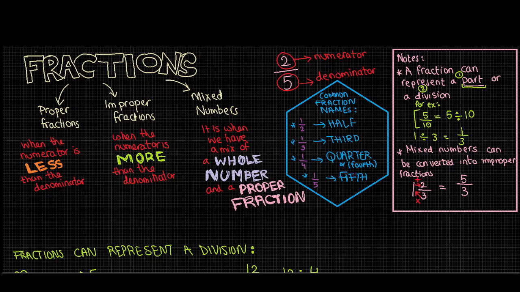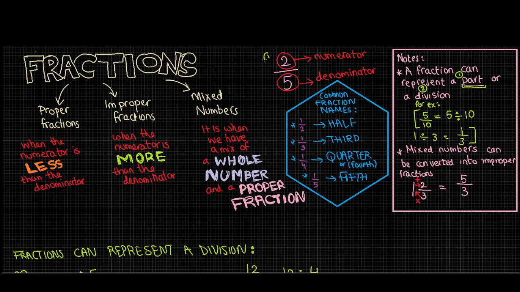Fractions can also be represented as divisions. So 5 over 10 would mean 5 divided by 10. The opposite is true. When we say 1 divided by 3, we can represent it as a fraction here as 1 over 3. A fraction is composed of two main parts.